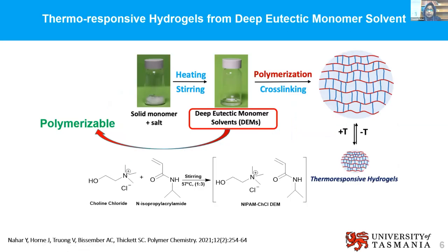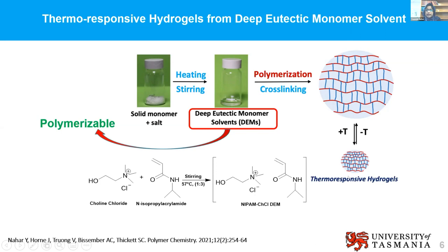Our target was to prepare thermoresponsive polymer from deep eutectic monomer solvent. And here you see we start from scratch. At first we prepare the deep eutectic monomer solvent from solid N-isopropyl acrylamide and a salt like choline chloride. Then after heating and stirring below the melting point of the individual components, we get a clear liquid. This is the deep eutectic monomer solvent. We termed it polymerizable because after using a cross-linker and a free-radical initiator like potassium persulfate, we got the thermoresponsive polymer hydrogel.